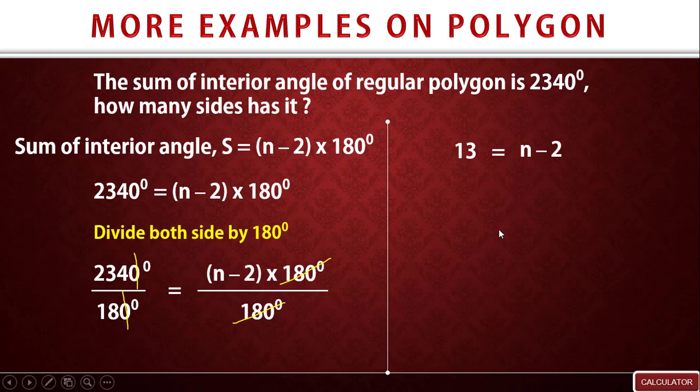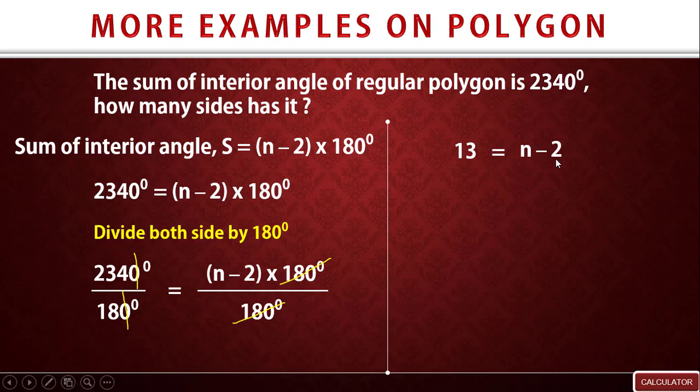The next thing to do now is to collect like terms. The 13 and the minus 2 right here, they are constants. A constant is any number that doesn't have a letter to it. So we can bring them together.